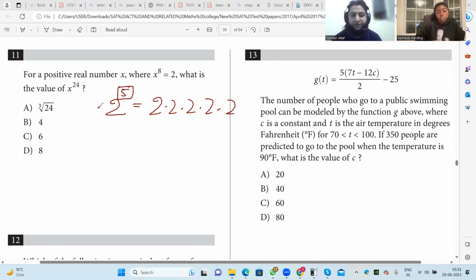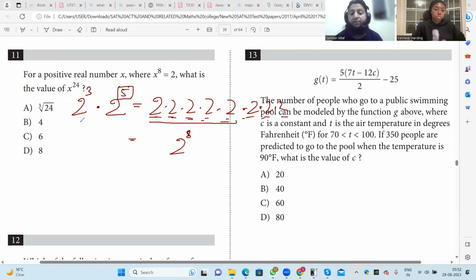Now, if you want to multiply 2 raised to the power 5 by 2 raised to the power 3, that means you're multiplying 5 2's with 3 2's. 2, 2, 2, that's 2 raised to the power 3. And 2, 2, 2, 2, 2, that's 2 raised to the power 5. Now, how much will that be? They are in total 1, 2, 3, 4, 5, 6, 7, 8. There are a total of 8 2's now, 2 raised to the power 8.